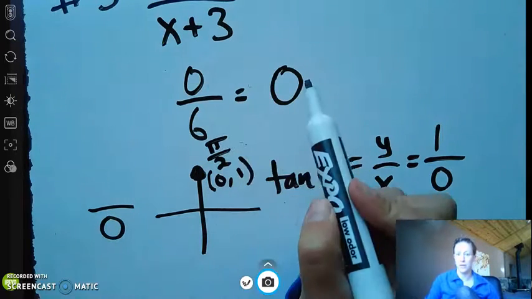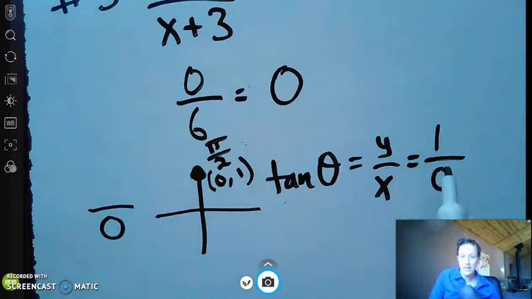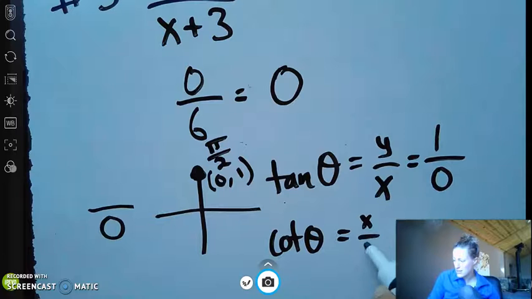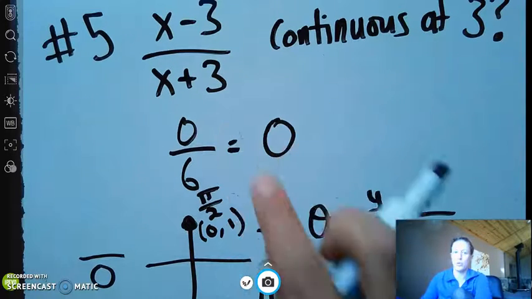0 on the top, totally okay. So tangent might make a divide by 0. Cotangent might make a divide by 0. It's x over y, the flip of tangent. Some algebra things where there are denominators might make a divide by 0. But 0 on the top is totally okay.